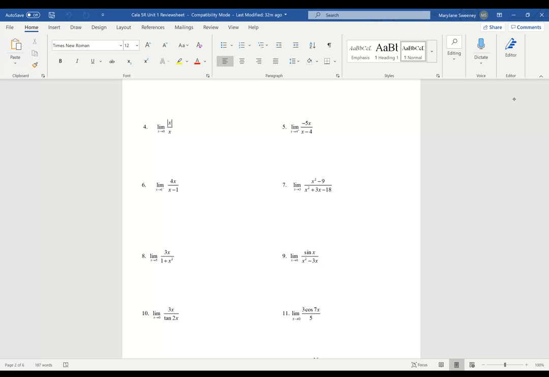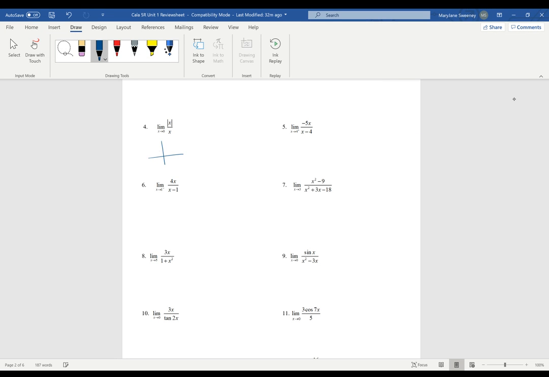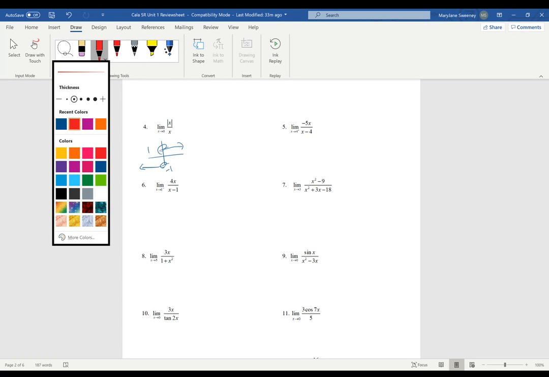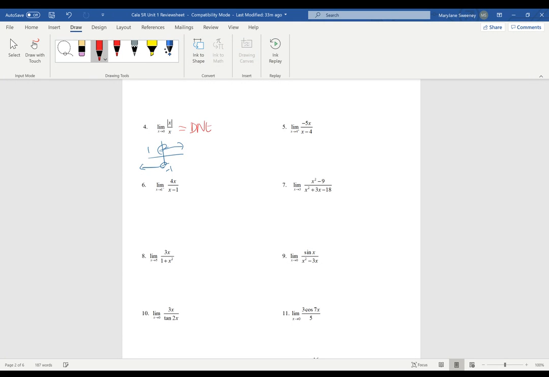And so this you should know. Looks like this. 1, -1. It actually almost looks like our signum function from last year, except there is not a circle at 0, 0. So as x approaches 0, the limit does not exist, because from the left and from the right, we're not approaching the same y value. So the limit from the left is not equal to the limit from the right.